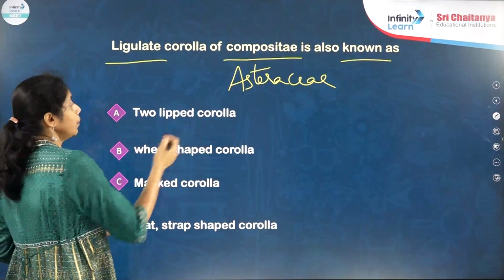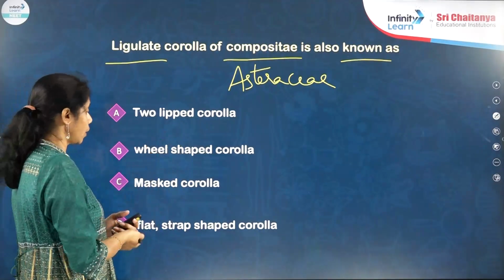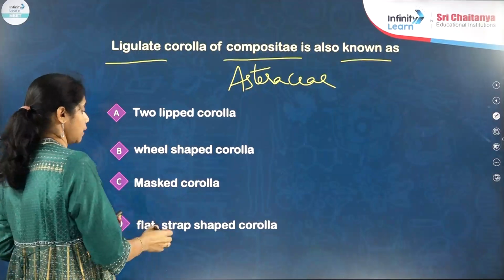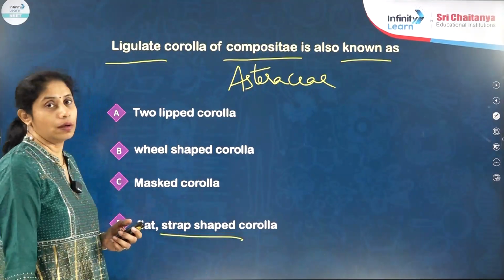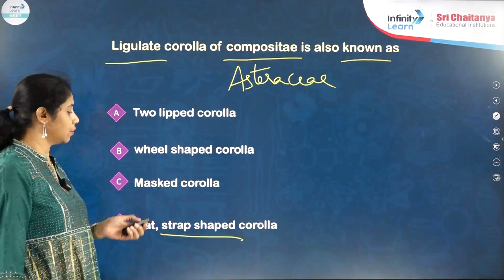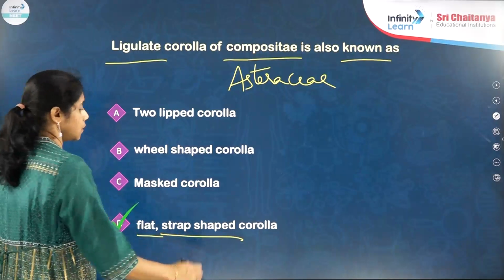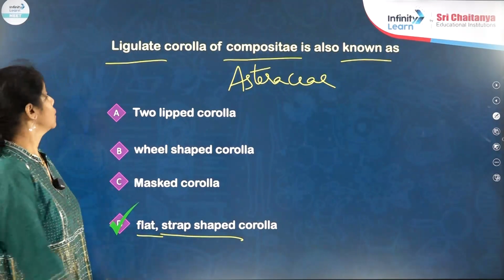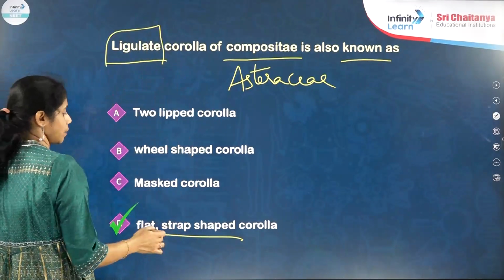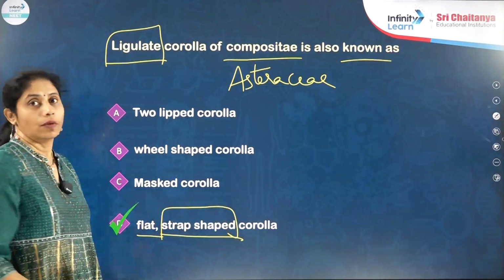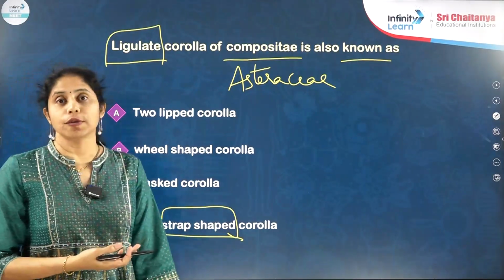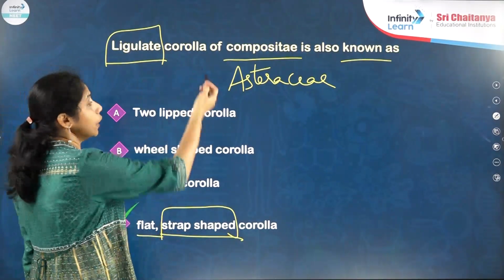So the options are two-lipped corolla, wheel-shaped corolla, masked corolla, and flat strap-shaped corolla. For this, the correct option would be flat, strap-shaped corolla. Ligulate means strap-shaped. So in the Asteraceae or Compositae family, it will be showing the ligulate corolla.